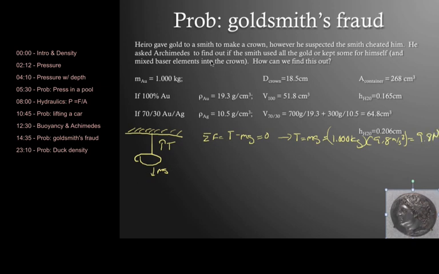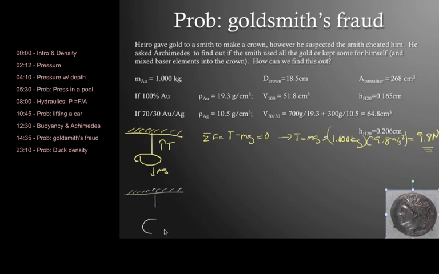So if the goldsmith did cheat him, he took some of the gold away, but then he can replace it with silver to match the weight. And this is what the goldsmith did. So he can make this work out by adding on silver. But where things get complicated is that now Archimedes said, well, you can't cheat nature.